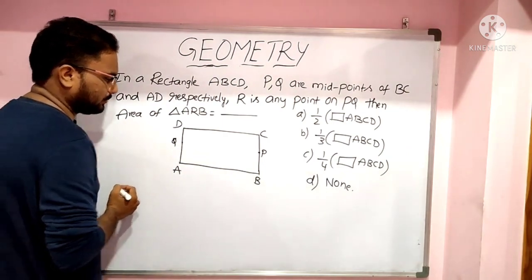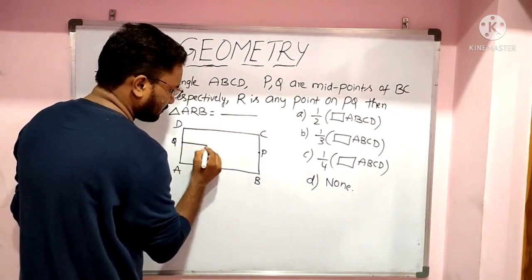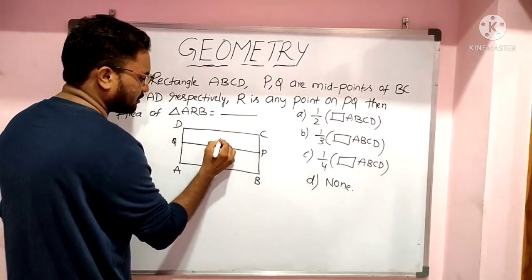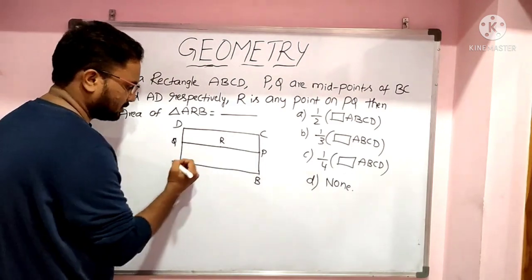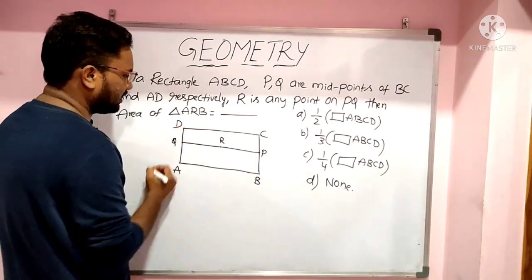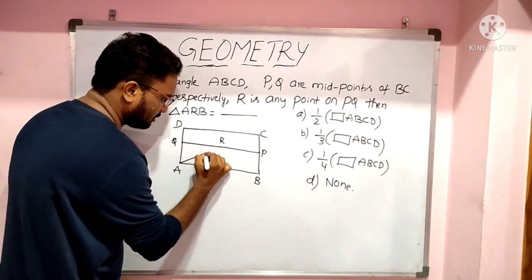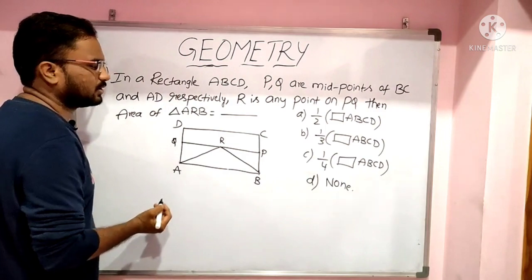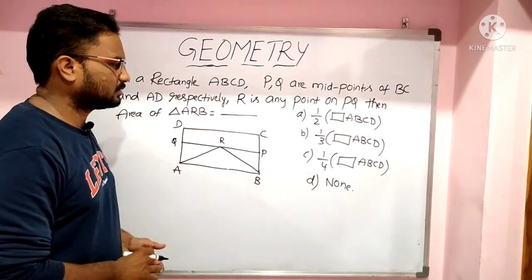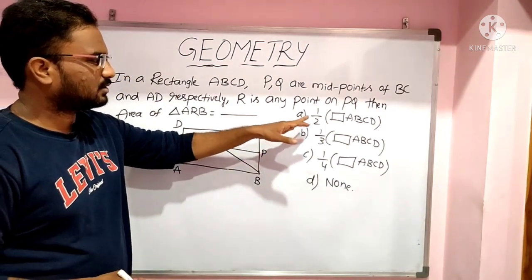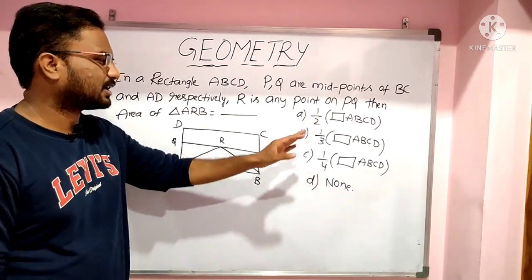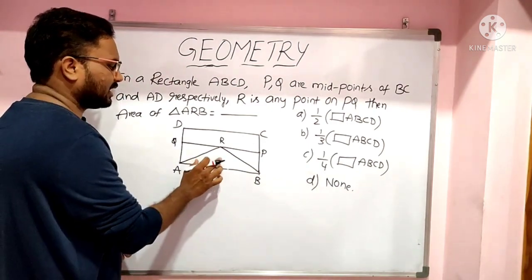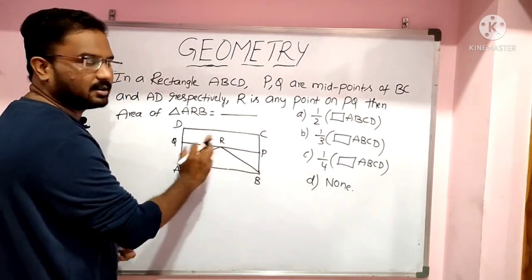R is any point on PQ. Let's join this. Okay, I will take R as this point. Then area of triangle ARB. This is triangle ARB. So we need to find area of triangle ARB. Look at the options: half of rectangle ABCD, 1/3 of rectangle ABCD, 1/4 of rectangle ABCD. So we need to find the relation between area of triangle ARB and area of rectangle ABCD.